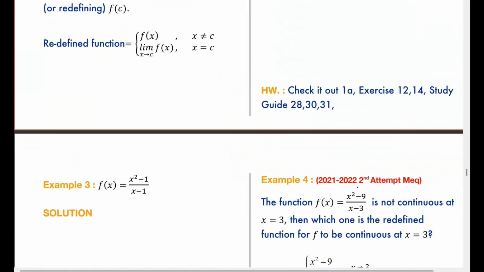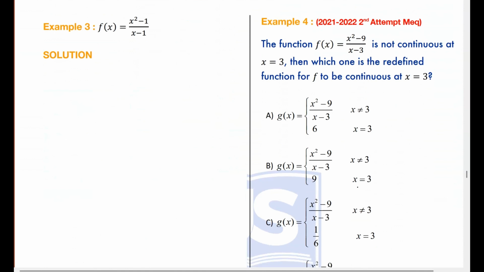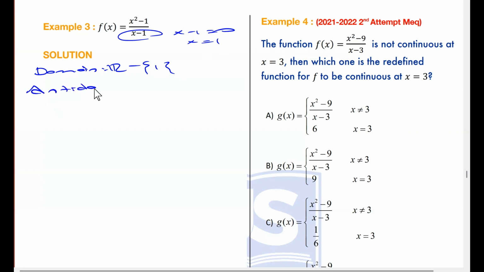Let's move on with another rational function. So we still have a rational function. Remember what domain is. Your domain is all real numbers except what makes the denominator 0. What makes the denominator 0 is 1. So your anti-domain is 1. And if the anti-domain is 1, then x equals 1 is the point of discontinuity.